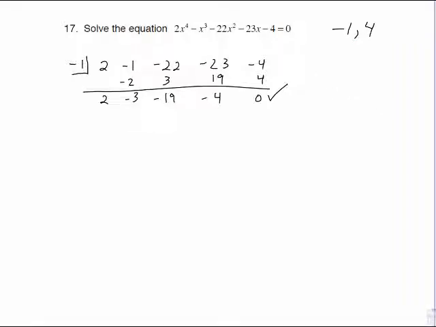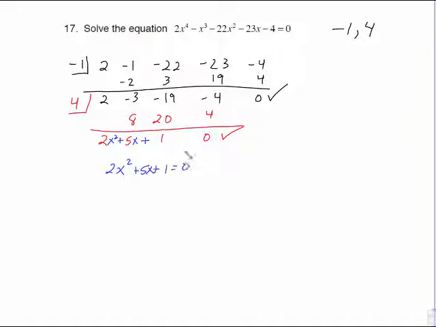Using those coefficients, I'm going to synthetically divide by 4 now. Bring down the 2. 4 times 2 is 8, which gives me 5. 4 times 5 is 20, gives me 1. 4 times 1 is 4, which gives 0. It checks. I know for sure those were my zeros. My depressed equation here is 2x squared plus 5x plus 1. And I will set that equal to 0.